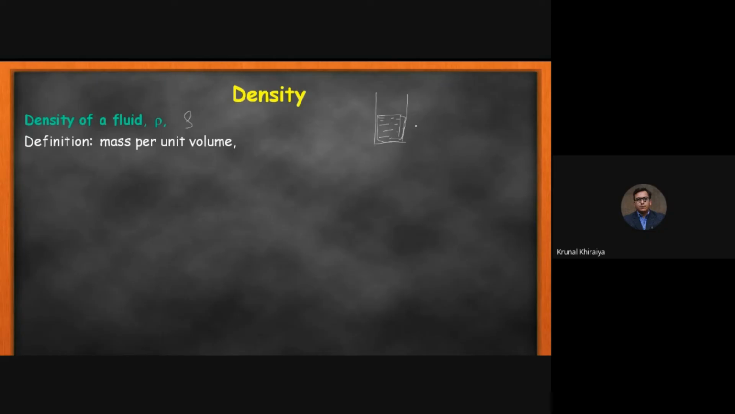We measure the mass in the unit of kg, whereas we measure the volume, the space occupied by a fluid, in meter cube. So from these two different quantities, we can define the unit of density, that is kg per meter cube.